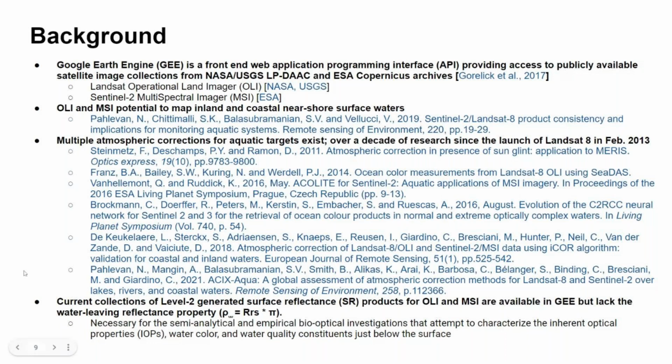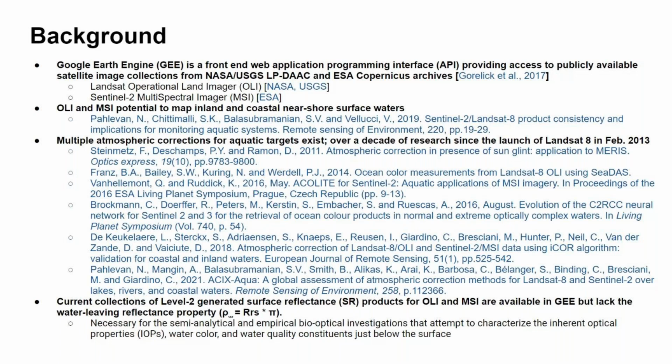None of this is available on Google Earth Engine, obviously, because, as I said before, Earth Engine usually just ingests operational products directly from those NASA and ESA archives. And so for an individual, it's rather cumbersome to try to gather all these different algorithms in one spot and run them efficiently. Earth Engine has the surface reflectance products from OLI and MSI, these level 2 products, and that's great. However, it does lack that water-leaving reflectance property, which is necessary for these semi-analytical and empirical bio-optical investigations that attempt to characterize all these water quality constituents just below the water surface.